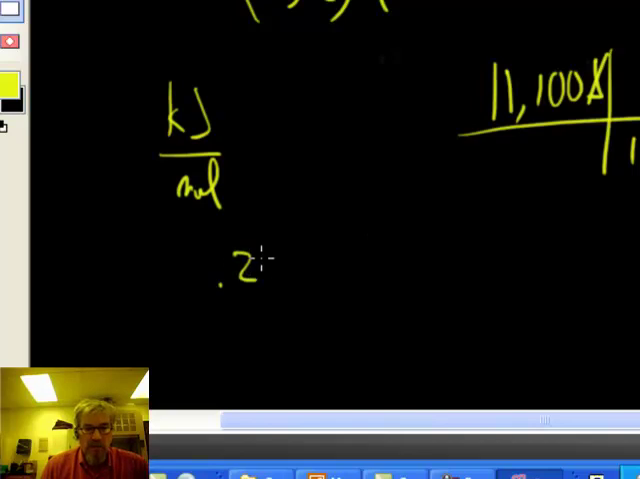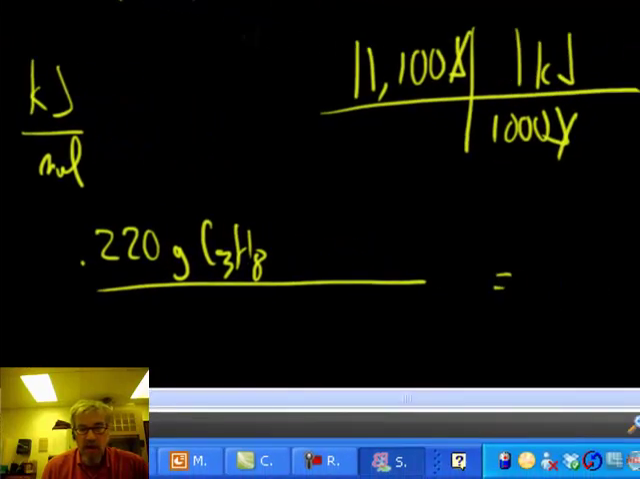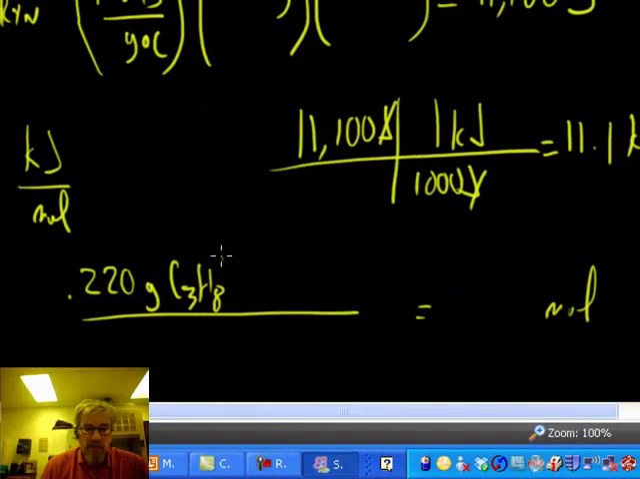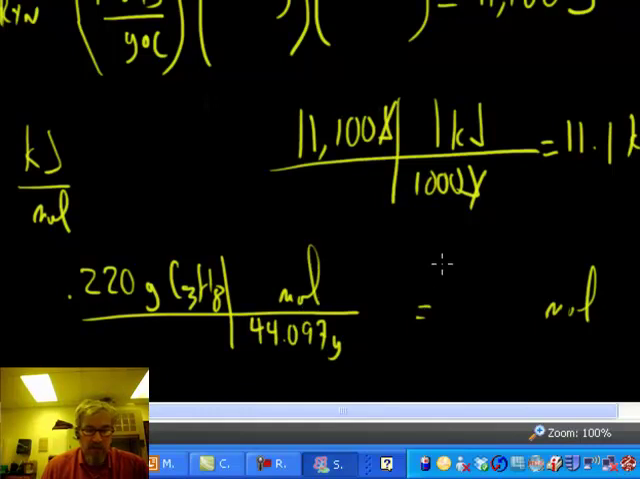Now I also need to know how many moles of propane were burned up. Well, there were 0.220 grams of C3H8, and I want to know how many moles that is. I'll do that with molar mass. The molar mass of propane works out to 44.097 grams per mole. When I do this division, I get 0.00499 moles of propane.